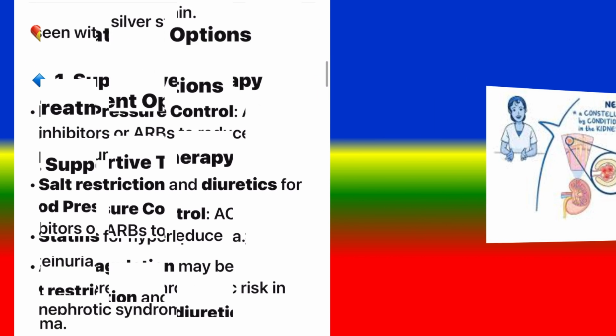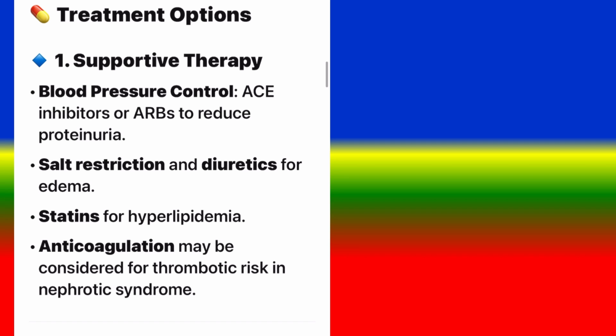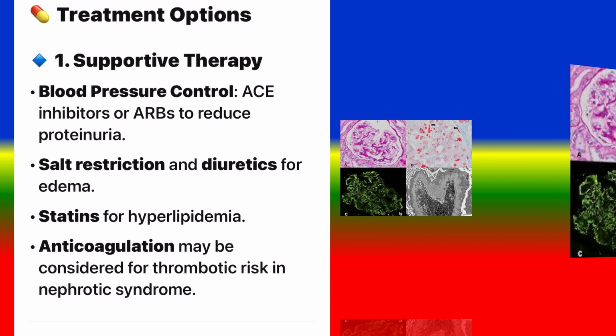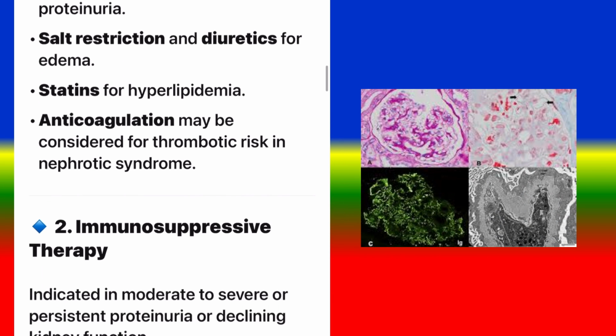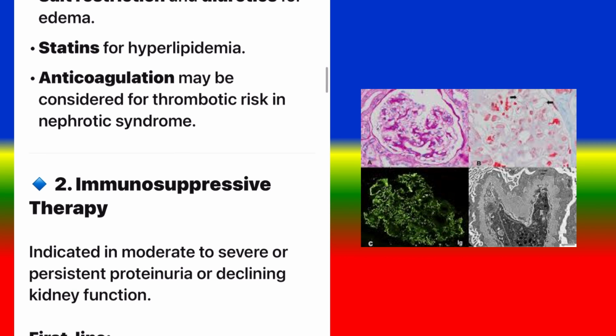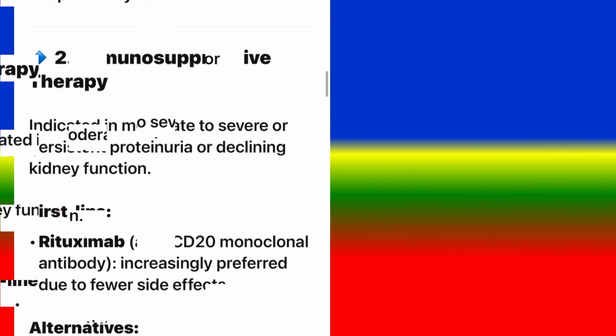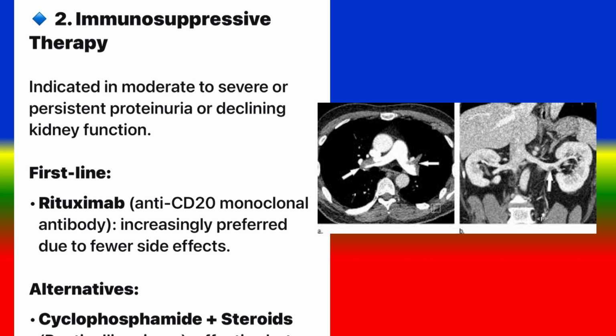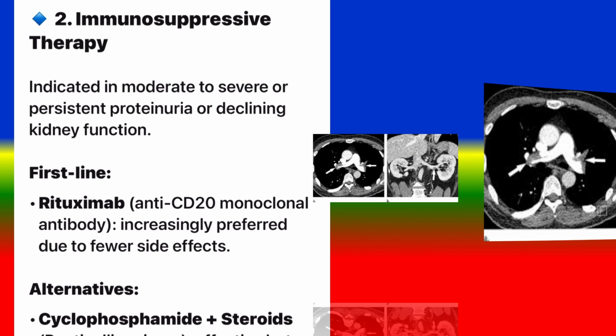Treatment options. 1. Supportive therapy. Blood pressure control, ACE inhibitors or ARBs to reduce proteinuria, salt restriction and diuretics for edema, statins for hyperlipidemia. Anticoagulation may be considered for thrombotic risk in nephrotic syndrome. 2. Immunosuppressive therapy, indicated in moderate to severe or persistent proteinuria or declining kidney function.